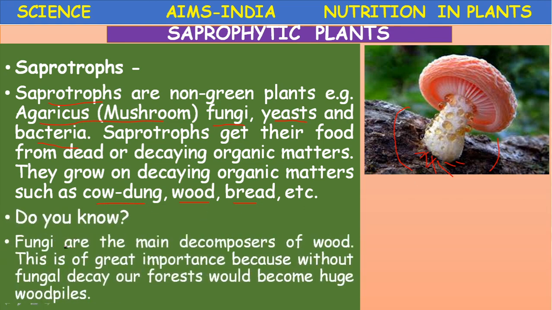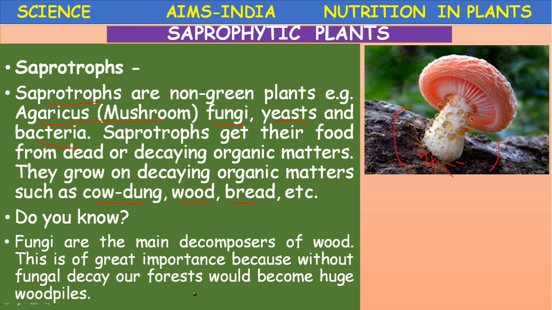So, do you know, children, the fungi are the main decomposers of wood, and this is of great importance because without fungal decay, our forest would become huge wood piles. Okay, so they are the helpers. The fungi and bacteria are called the scavengers on the earth. Scavengers, what is the meaning? They will clean. If nobody removes it, they do their duty.